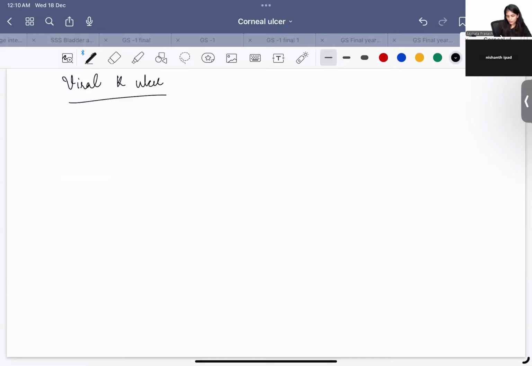The most common organism here is your herpes simplex virus. There can be others also, molluscum and everything, but they do not cause corneal ulcer. The corneal ulcer, if you say viral, it is herpetic corneal ulcer. The other term that is synonymous with your herpes simplex virus is dendritic ulcer.